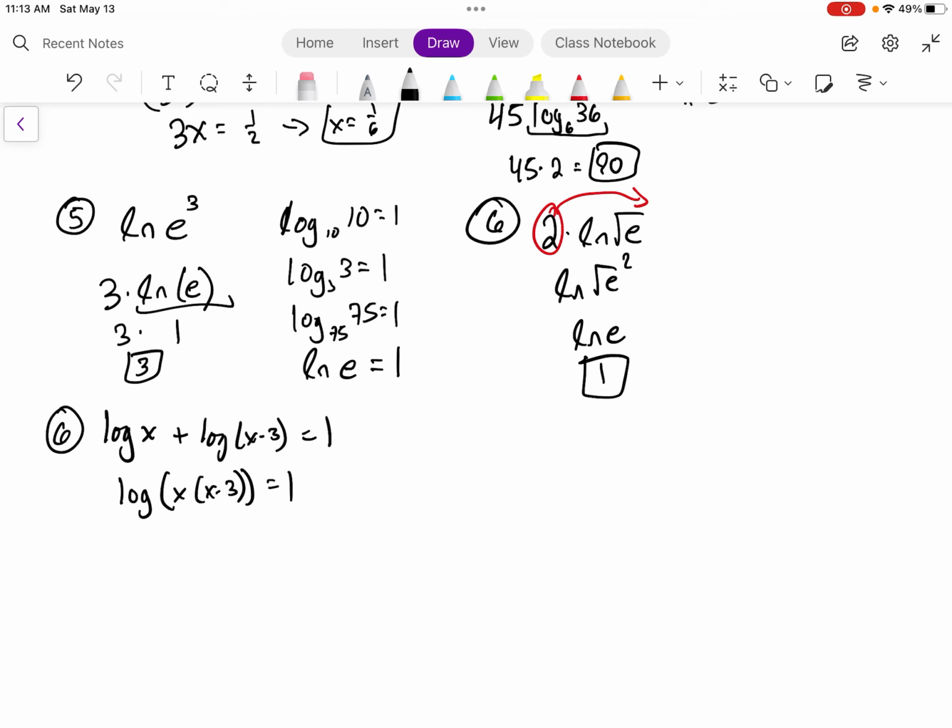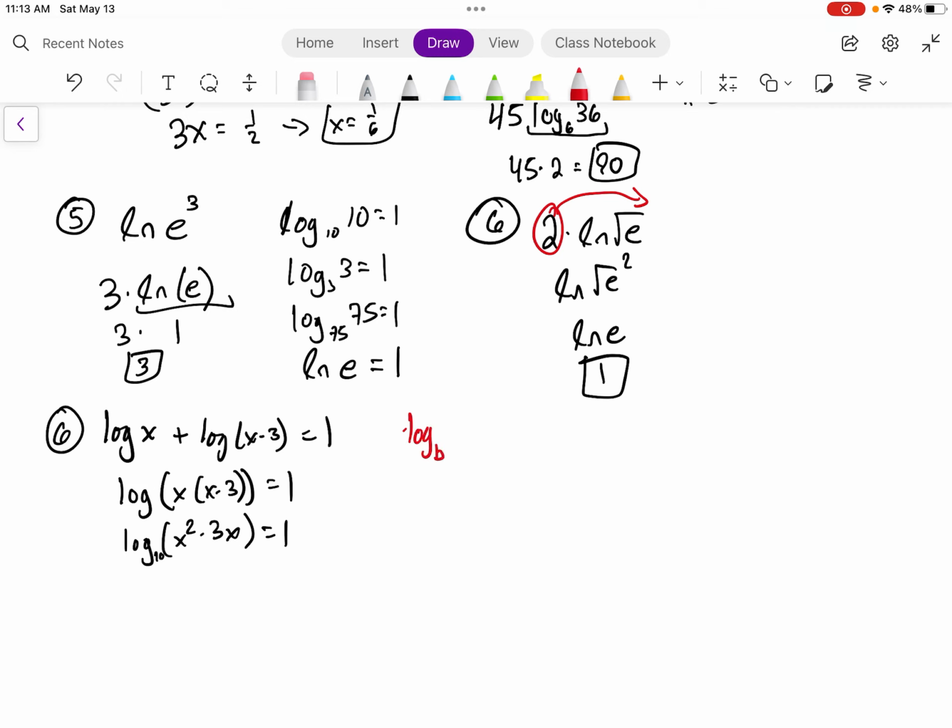All right, so what is this? This just means log of x squared minus 3x equals 1. Well, there's an implied 10 here, an implied 10 down here. So that means, again, we'll have this rule that we have to apply over and over and over again.